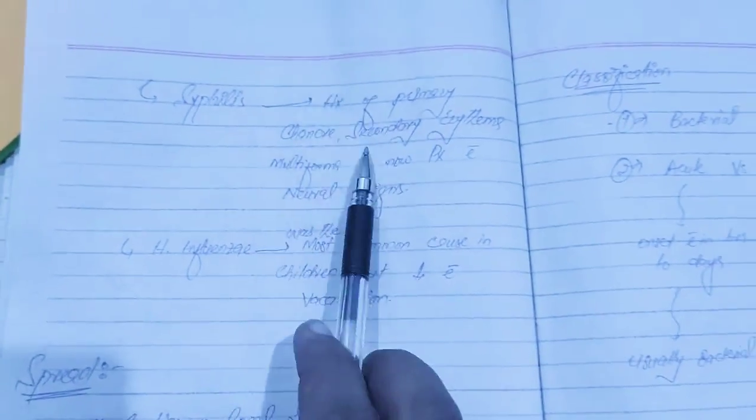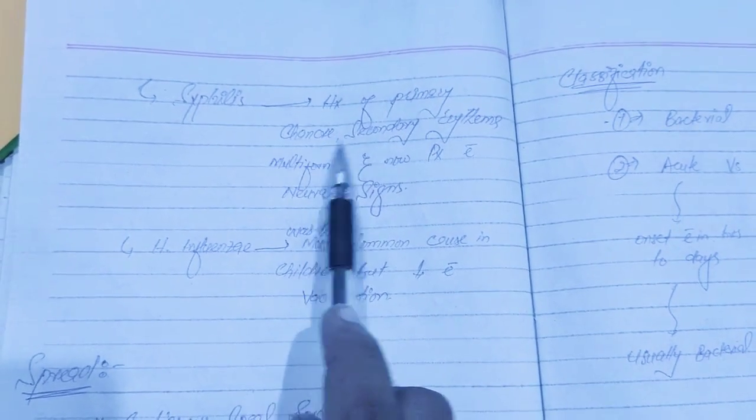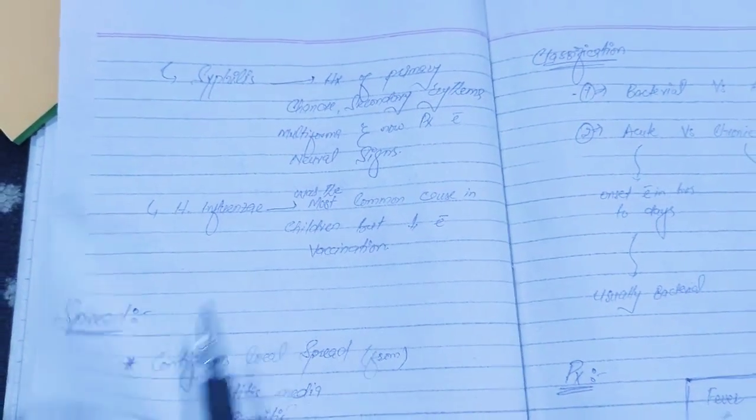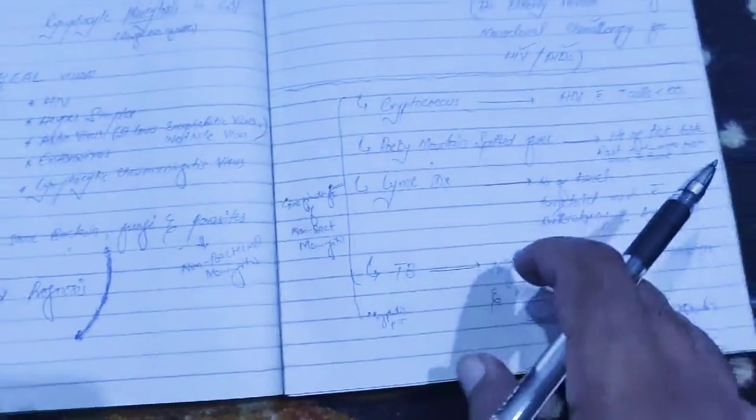And the other thing is syphilis. In case of syphilis, you will have a history of the primary chancre, then there will be secondary erythema multiforme, and now the patient presents with neurosyphilis. So just keep this history in mind.